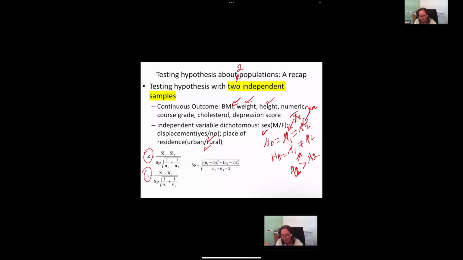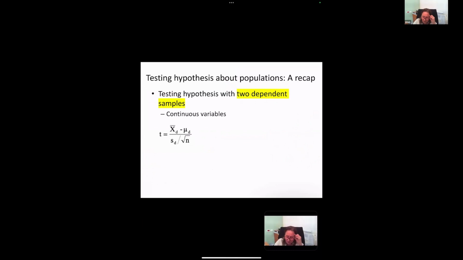What does this mean? Meaning that you are comparing two groups. You are comparing the BMI between male and female. You are comparing depression between those who are displaced and non-displaced. You are comparing cholesterol between those who reside in urban areas versus rural areas. So that we took, if you recall, right? Now, what we took as well is when we test hypotheses with two dependent samples.